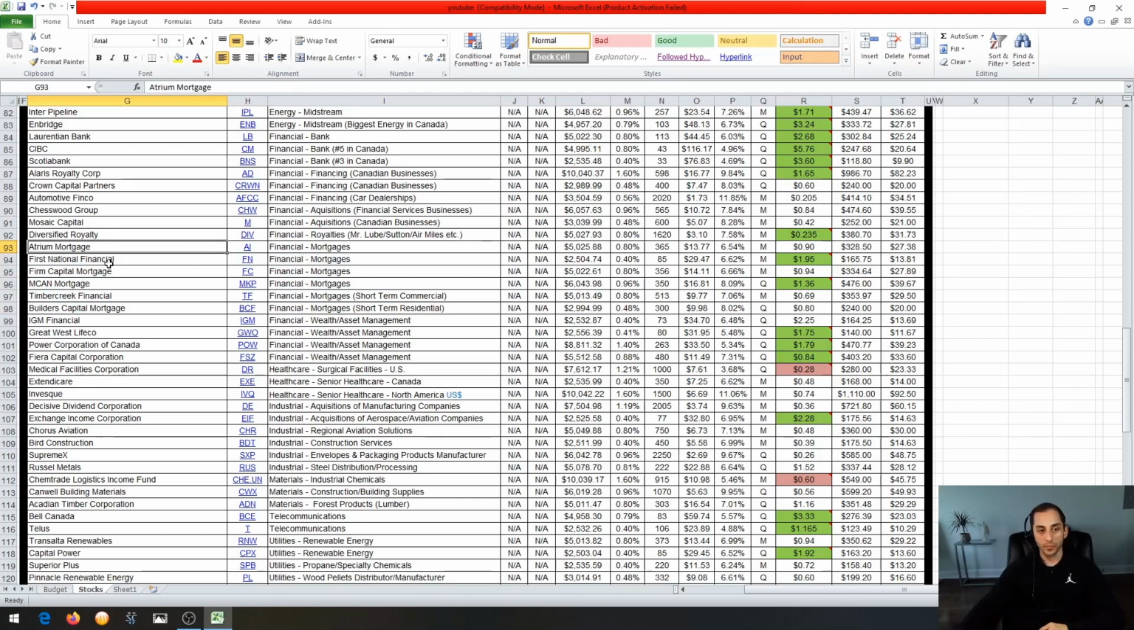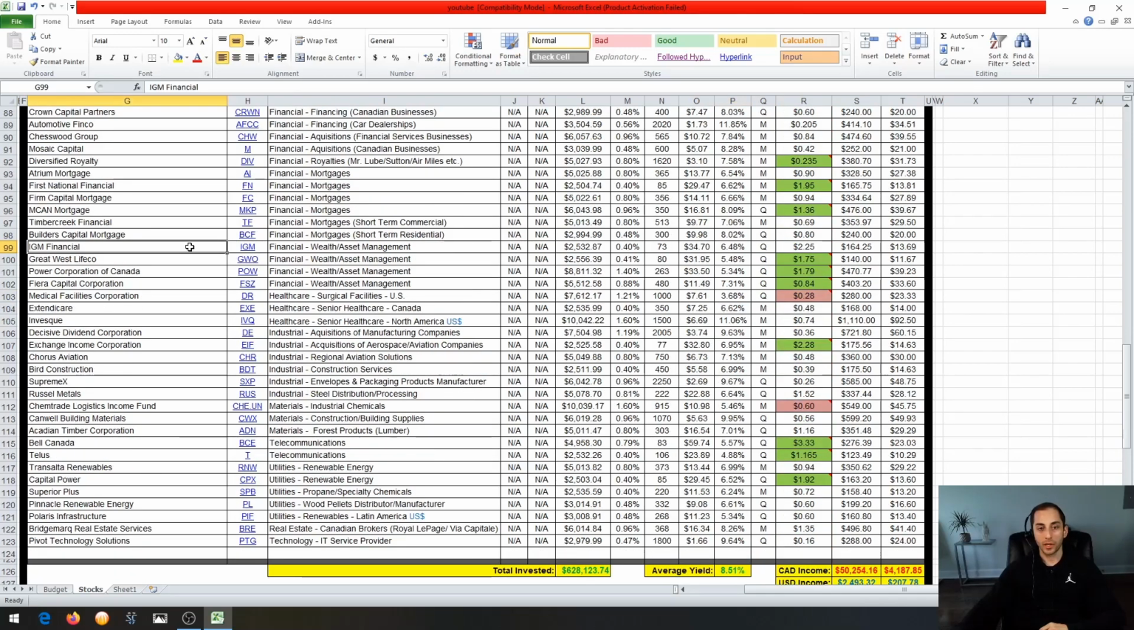So Atrium, there's First National Financial. This is the biggest one by far. Firm Capital, and then you have McCann. So as you can see, a few of these have raised their dividend, which is a good sign. Then you have a bit of the two other ones I have here, the riskier ones because they deal with short-term commercial and short-term residential, but because they're riskier, the yields are a bit higher.